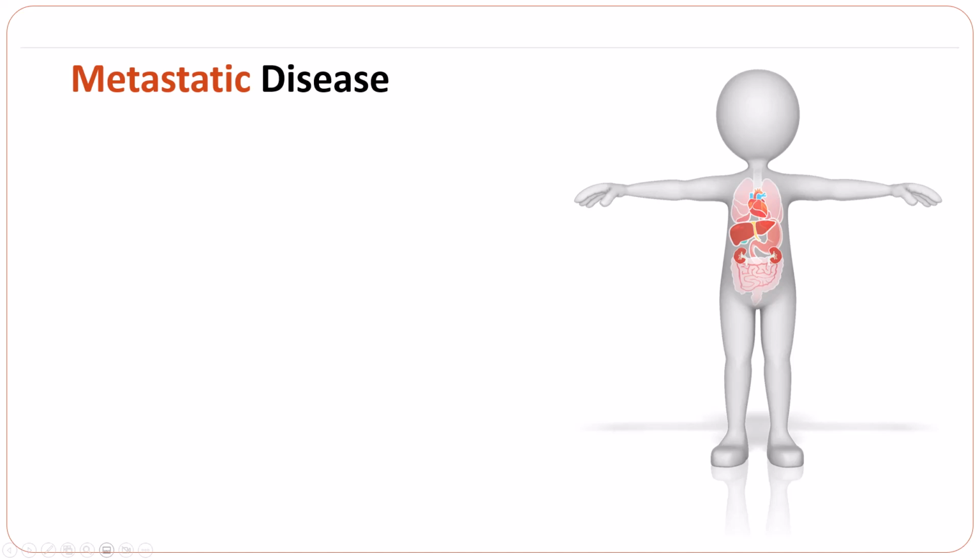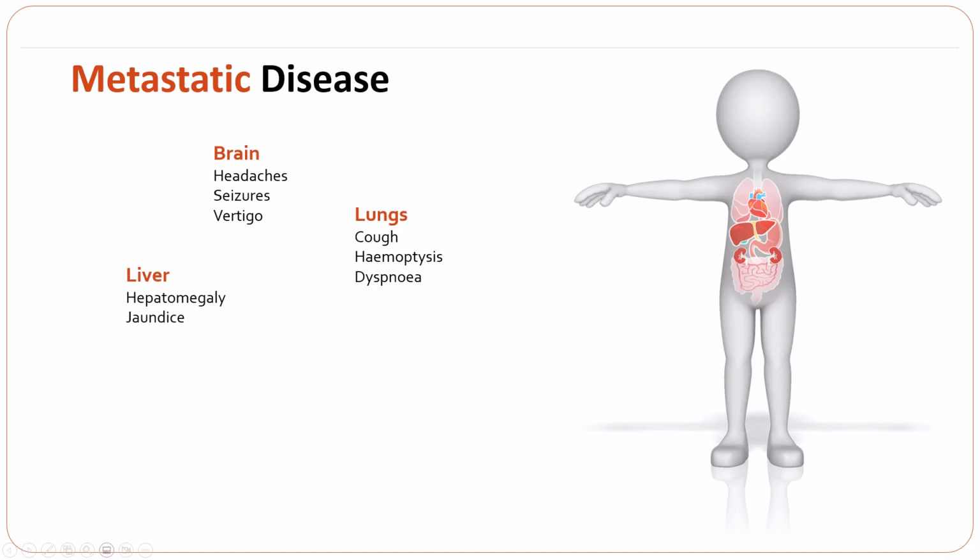Once disease spreads to distant sites or becomes metastatic, what are the symptoms then? It depends on where the metastasis has occurred. If the brain is involved, there could be headaches, fits, vertigo. If the lungs are involved, there could be cough, hemoptysis, dyspnea. If the liver is involved, there could be hepatomegaly, and there would be jaundice. If lymph nodes are involved, they become enlarged and hard to palpation. If bones are involved, there could be bone pain, pathological fractures, and spinal cord compression if the vertebral column is involved.